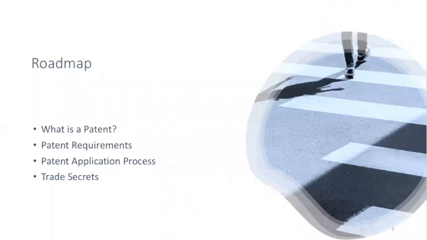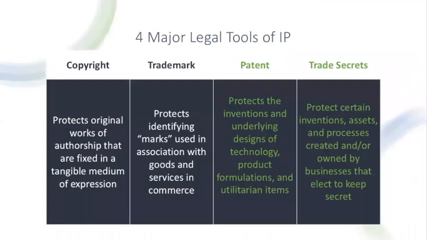In today's presentation, we'll discuss the definition of a patent, what is needed to qualify for patent protection, and then an overview of the patent application process. And finally, we'll conclude with a look at trade secret protection. To recap, patents and trade secrets are two of 4 major legal tools commonly used in intellectual property. For more information about copyrights and trademarks, please review our other presentations on each of these topics.